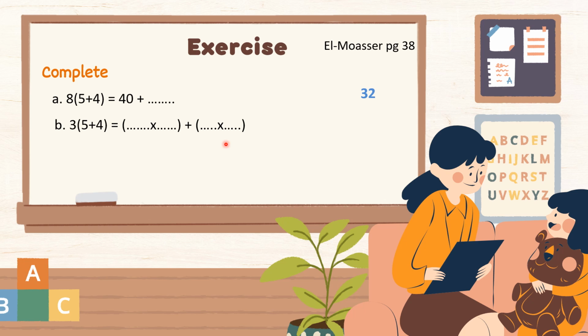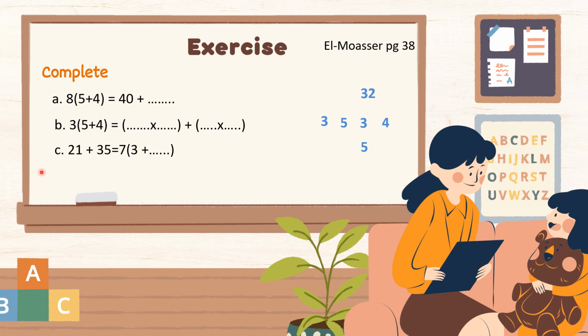Who can tell me? Yes, excellent. 3 multiplied by 5 plus 3 multiplied by 4. Excellent, Miss Janet. C. 21 plus 35 equals 7 between brackets 3 plus, who can tell me? Excellent. Between the brackets, 7 plus 7 multiplied by 5.